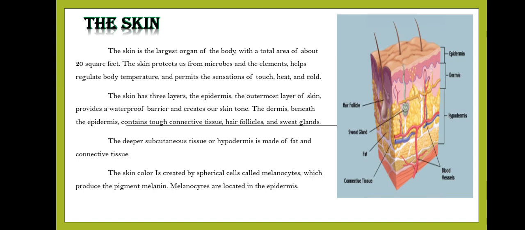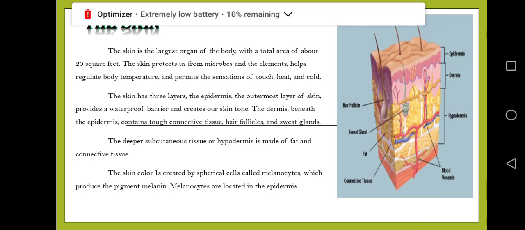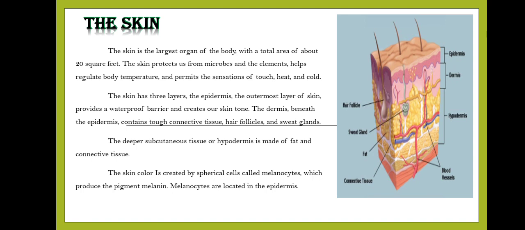The epidermis, the outer layer of skin, provides a waterproof barrier and creates our skin tone. The dermis beneath the epidermis contains tough connective tissue, hair follicles, and sweat glands. The deeper subcutaneous tissue or hypodermis is made of fat and connective tissue. Skin color is created by spherical cells called melanocytes, which produce the pigment melanin. Melanocytes are located in the epidermis.